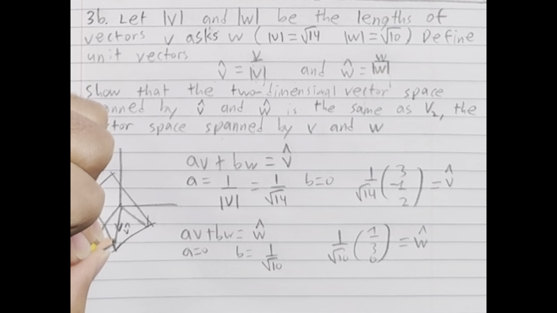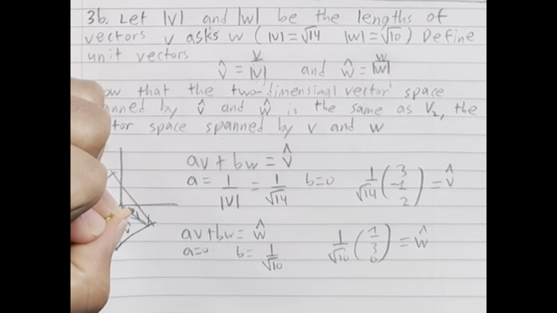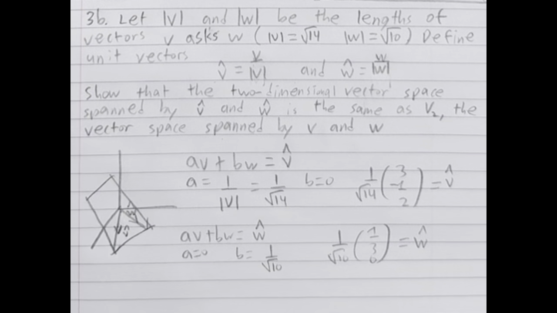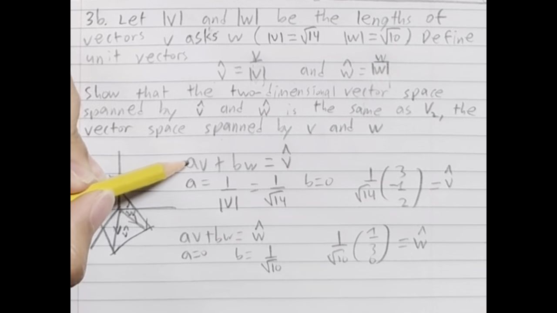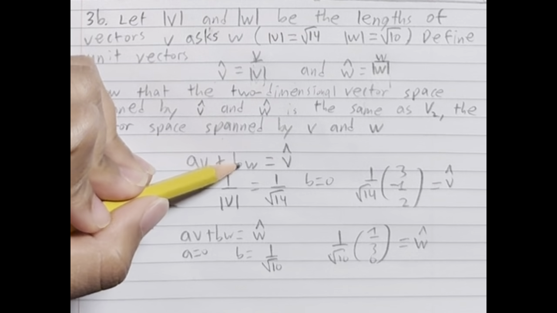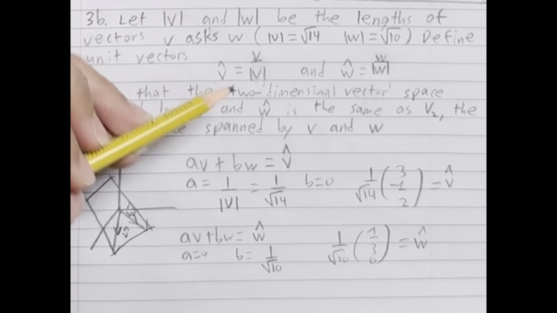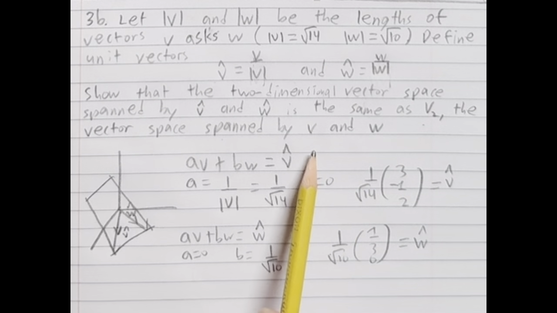And so, with 0 influence by v and this influence by w, we're going to say that this also lies within the same subspace. So we've just proven that there is some linear combination of a and b, or rather vectors v and w multiplied by a and b, that can give us each of these unit vectors, which proves that they're in the exact same two-dimensional subspace, v2, as the original vectors v and w.